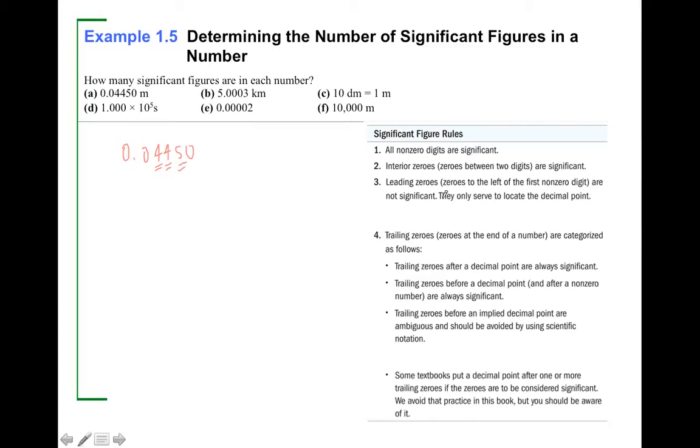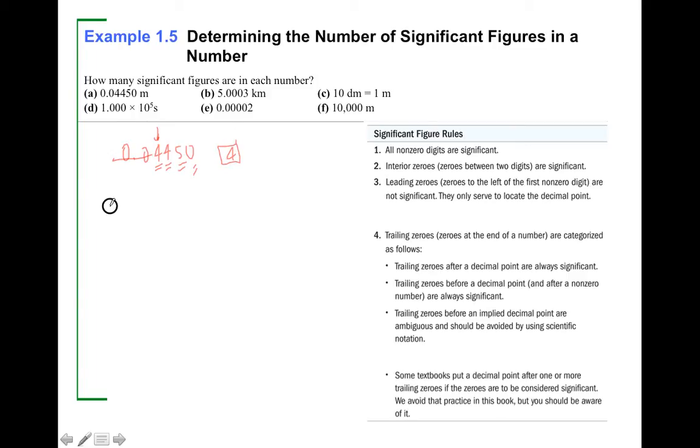What about leading zeros? Those are zeros to the left of the first non-zero digit. Here's the first non-zero digit, and the zeros to the left of it are here. They're not significant. They only locate the decimal point. What about trailing zeros? Trailing zeros after the decimal point are always significant, and here's the decimal point, so that's definitely significant, according to rule number 4A. All right, so there are 4 sig figs in this first one.